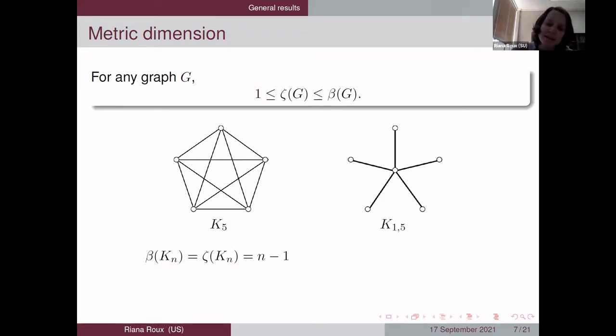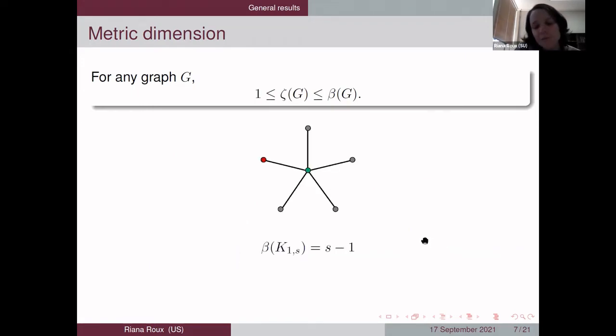The next example I want to look at, which has to do with this inequality, is a case where we have a graph where the difference between the localization number and the metric dimension can be arbitrarily large. We do that with an example of a star. Now, in a star, we can find the metric dimension as s-1. That would be one less than the number of leaves.